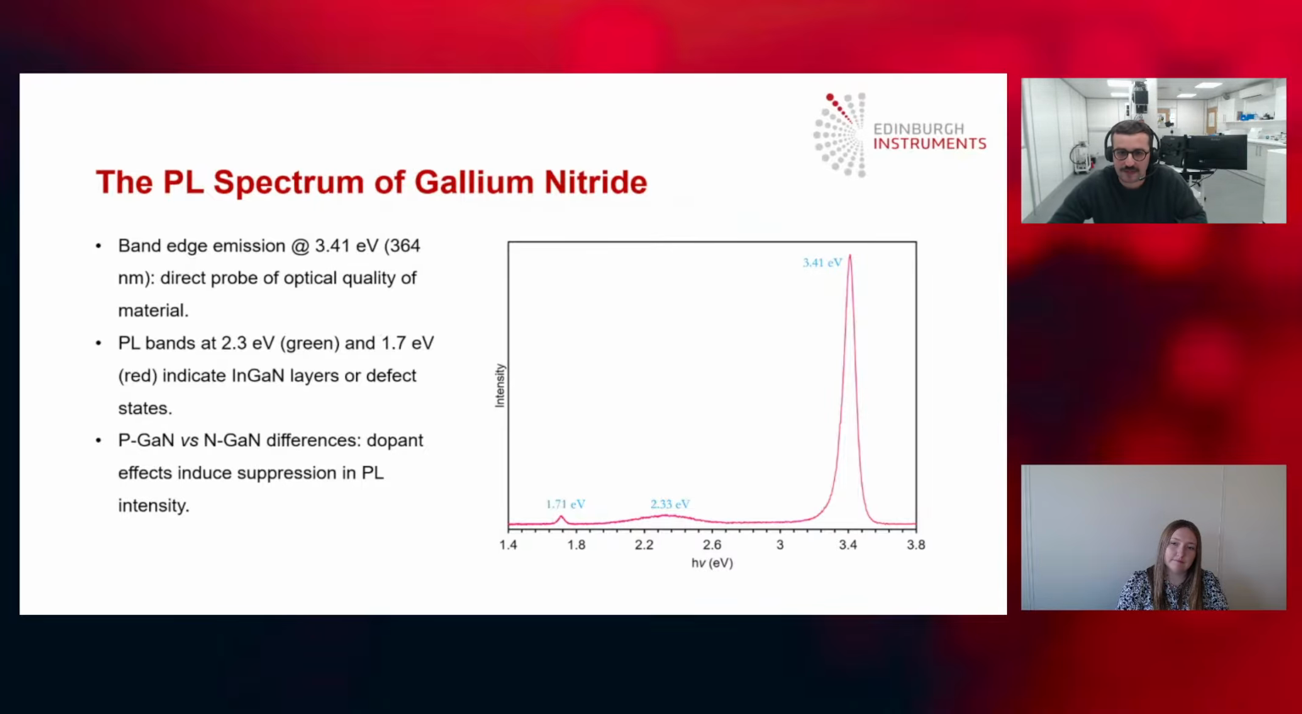So like before, PL tells us about the optical quality of the material. Gallium nitride is challenging because it exhibits band edge emission at 3.41 electron volts, which is approximately 365 nanometers, as well as defect and InGaN related PL bands at lower energies. InGaN sounds a bit random, but I'm pointing to that because in this LED, the InGaN was at the PN junction and responsible for the blue emission. We can also differentiate doping types with PL because P doping can reduce the PL of gallium nitride, the near band edge emission.